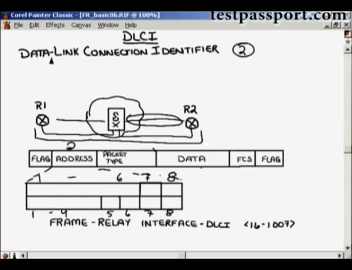Specifications have been written for this data link connection identifier to be represented in different lengths, but the standard or default length is 10 bits long. And that's why we see within our address field here 6 bits for the high order bits of the DLCI, in other words the first 6, and then 4 bits after that to complete the rest of the DLCI. And these are called the low order bits of the DLCI.